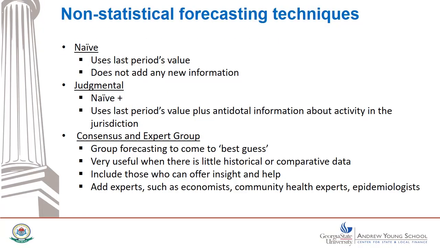The first group of forecasting techniques are very practical and not technical. The naive approach uses last year's value and moves it forward. No new information is added. Some might say it's a conservative forecast because it assumes what happened last year will be repeated. That may work if nothing is changed.